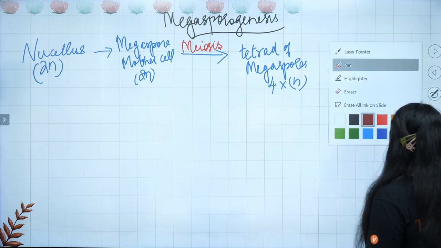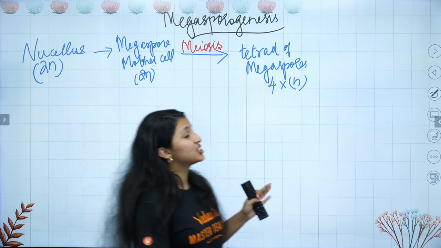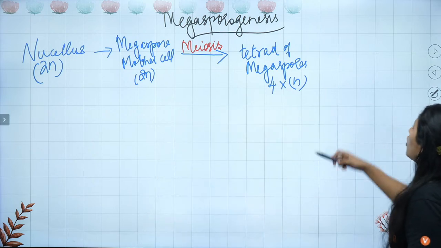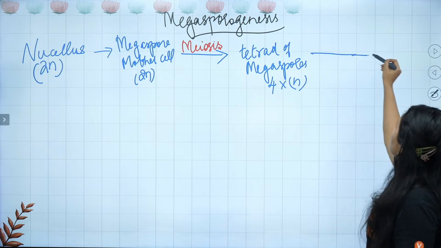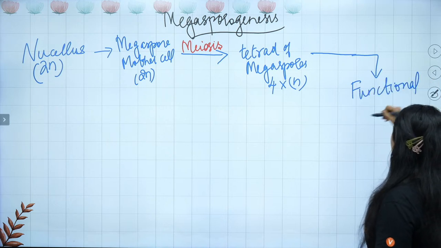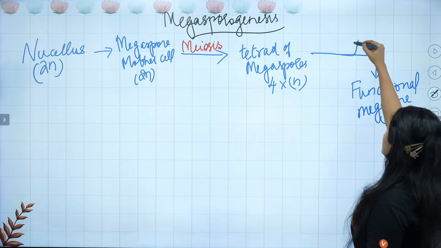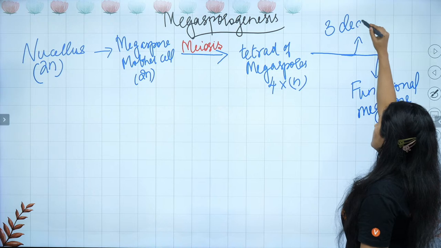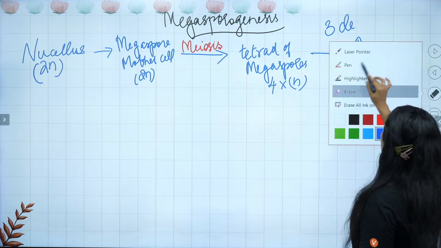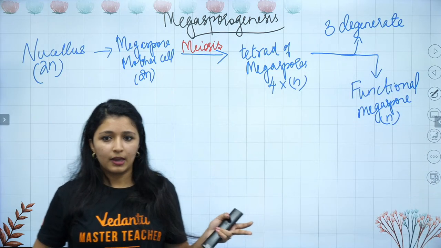It can be in different sizes, shapes, whatever, but we do have our megaspores. Four of them are there. Out of the 4, actually 3 will degenerate. They select: we don't need all 4 of you, we only need 1. So there will be 1 functional megaspore, and the other 3 will degenerate. That means they'll just die off.